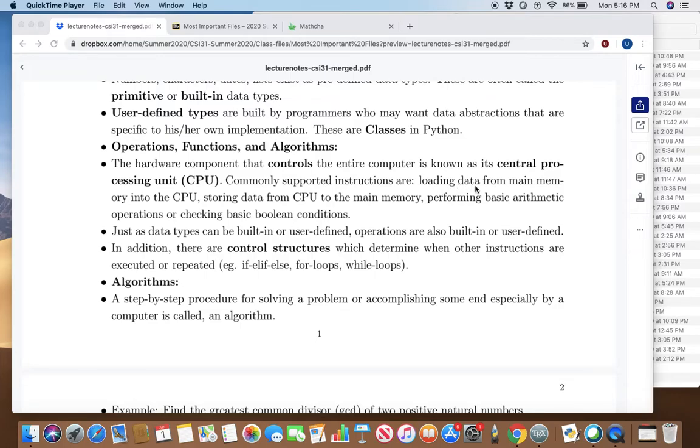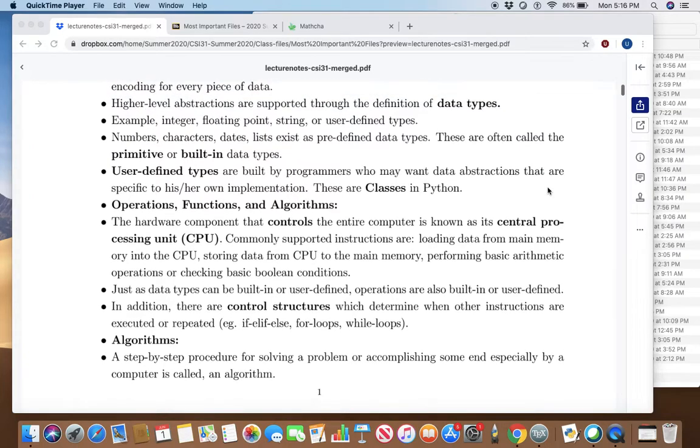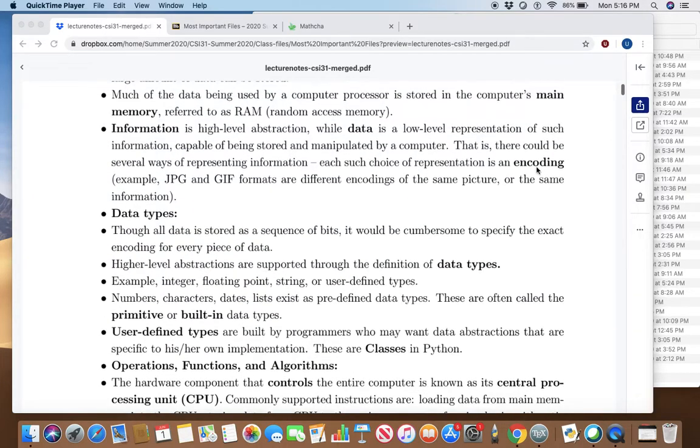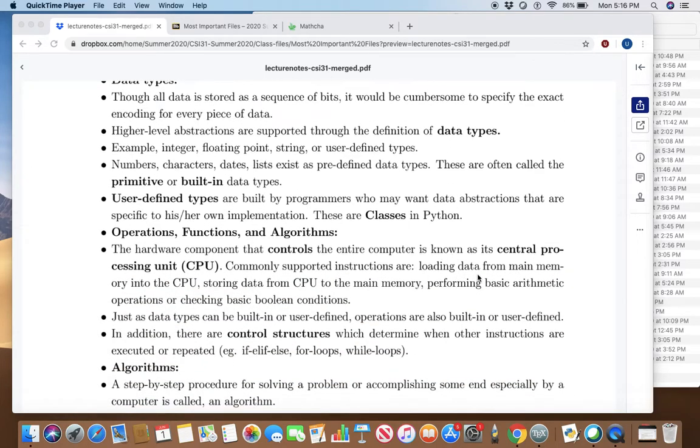You load data from main memory. Remember, main memory is random access memory. Okay, that's main memory. So you first load data from main memory into the CPU, or you store data from CPU to main memory. So these are important instructions, right?